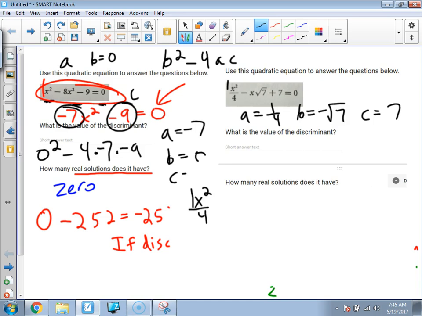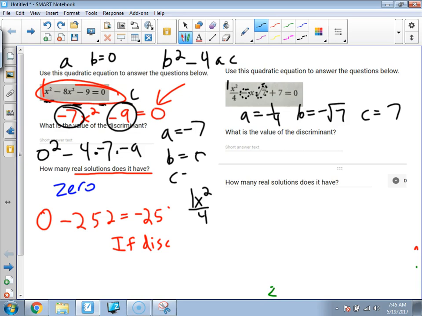Everybody good on identifying what's the a, what's the b, and what's the c? Questions on that? Negative root 7? Because it basically is whatever's attached to the x. The x is right next to the root 7. So the minus sign and the root 7 are basically put together to make that negative root 7.